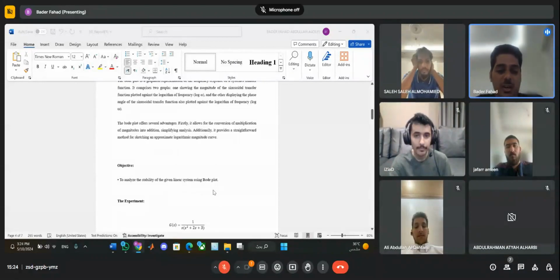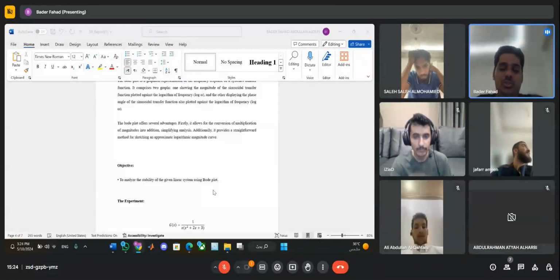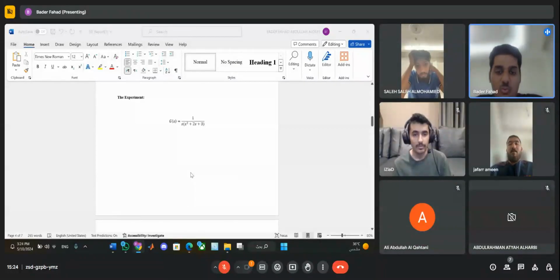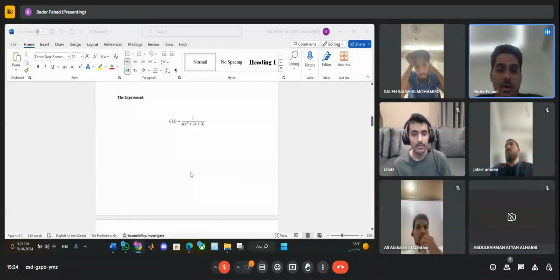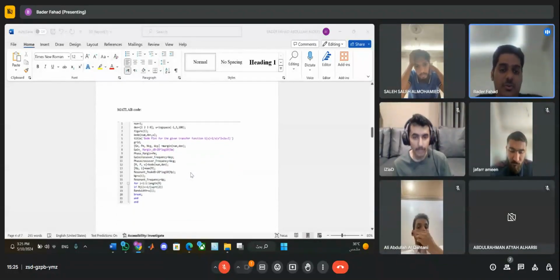The objective of this lab is to analyze the stability of the given linear system using a Bode plot. So we will use MATLAB and Simulink to display our results. First of all, as you can see, this is the transfer function, which is 1 over s multiplied by s squared plus 2s plus 3. Here's the code that we use in MATLAB.